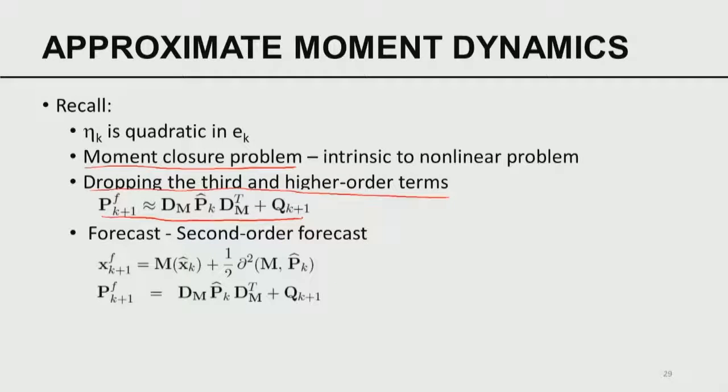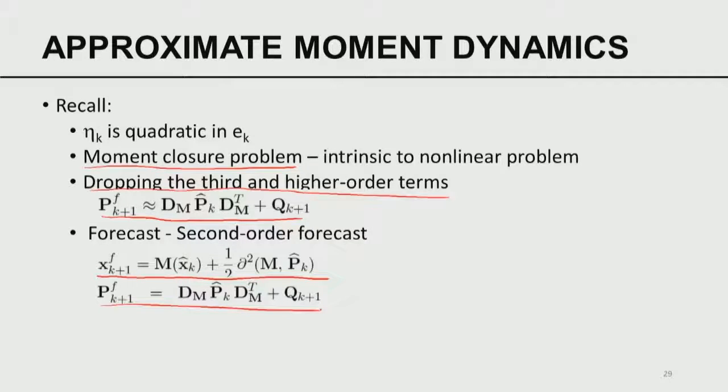So there are two things to be considered. One, what is the moment that is being approximated? Second, what is the order of approximation? So the first moment depends on certain second order terms, the second moment depends on higher order terms. So the moment closure problem shows its ugly face. By considering a simple solution to this moment closure problem, dropping the third degree and higher degree terms, we get the expression for the forecast, which is second order accurate. What is that? This is the forecast dynamics, this is the moment dynamics.